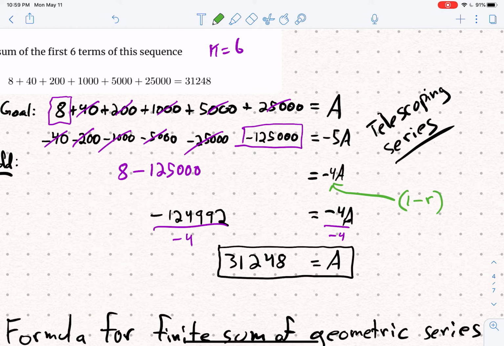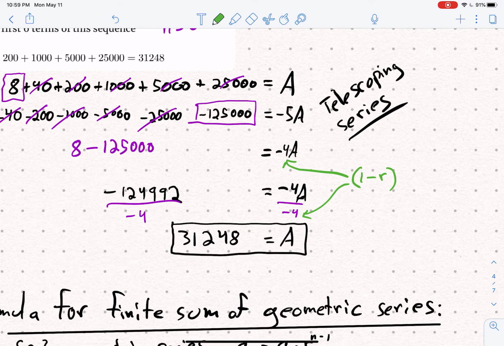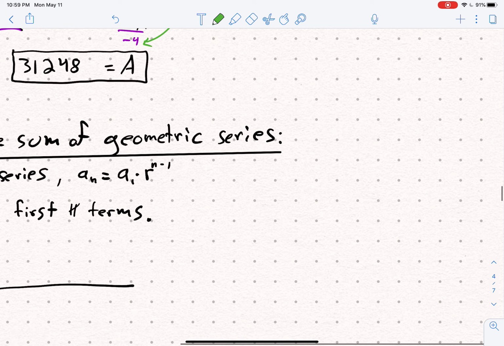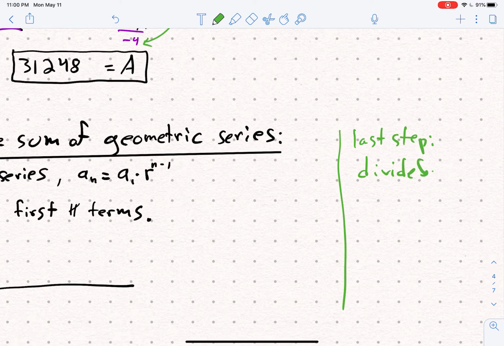You can imagine that if we're given r, that's equal to 5, 1 minus r is negative 4, and it's that negative 4 that ends up on the bottom of this fraction here. So the last step of all of this is going to be divide by 1 minus r. Over here, I'll make a little working space. Last step, divide by 1 minus r.